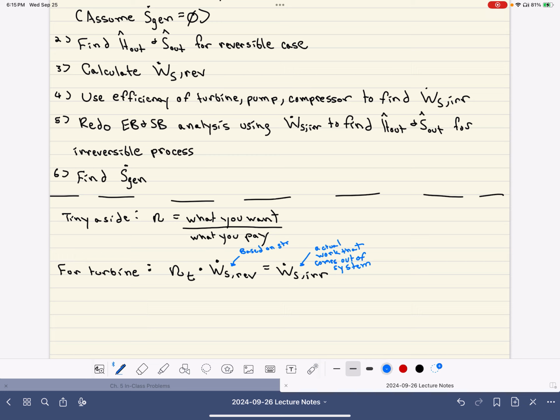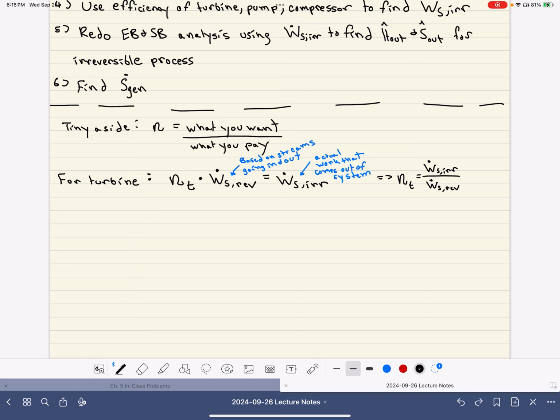Based on streams going in and out, right? The reversible case doesn't account for any sort of entropy generated. And so consequently, when you're dealing with turbines, your efficiency is going to be your irreversible shaft work divided by the reversible shaft work. Okay? So that's the definition of the efficiency for a turbine.